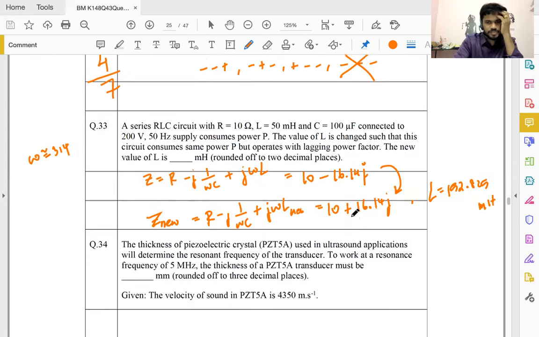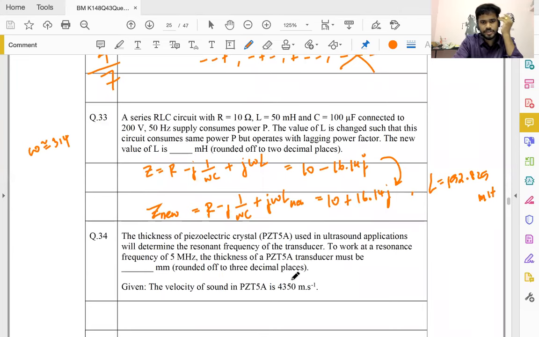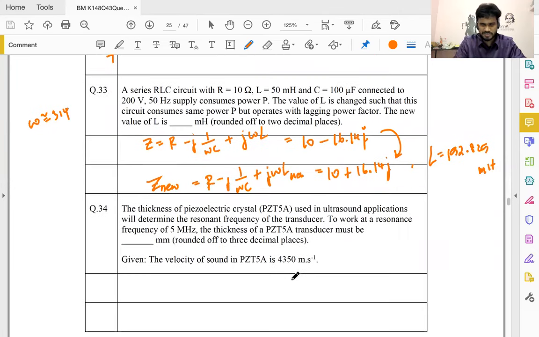So, thickness of a piezoelectric crystal. Last time they gave it as a 2-mark question, mixing and matching with something else. This time, I hope it's a 1 mark. For resonance, the thickness should be half the wavelength. Condition for resonance. That makes it C by 2F.